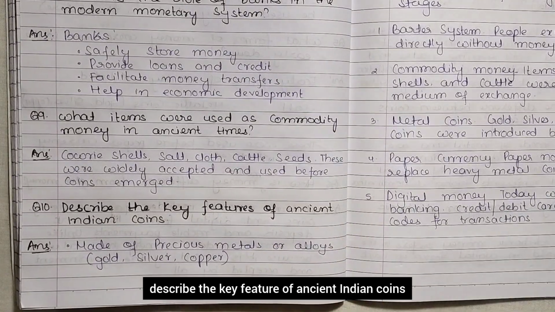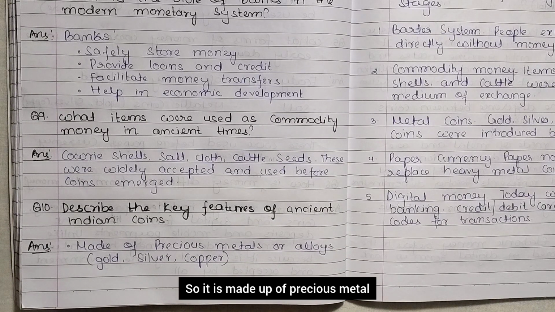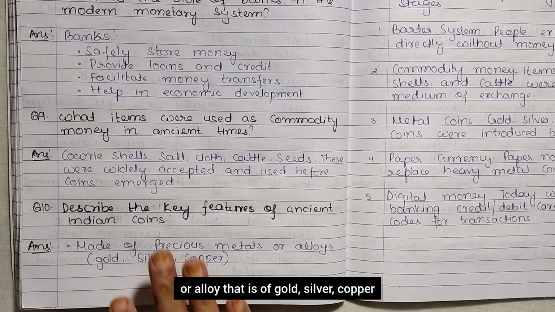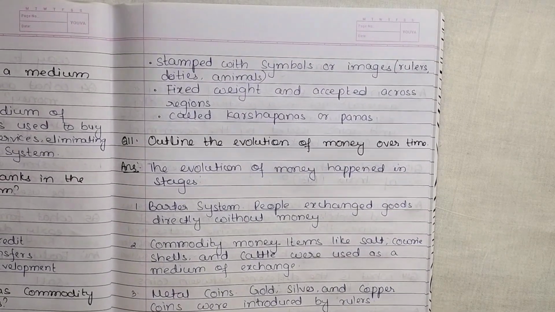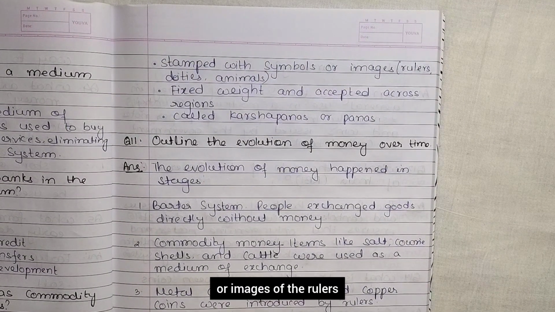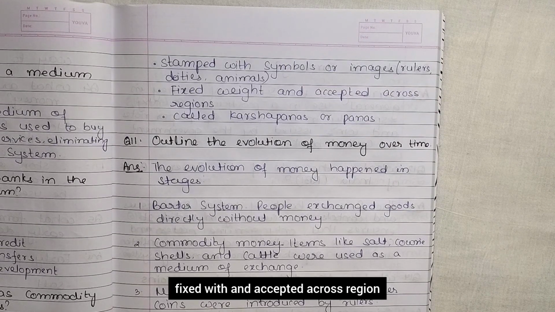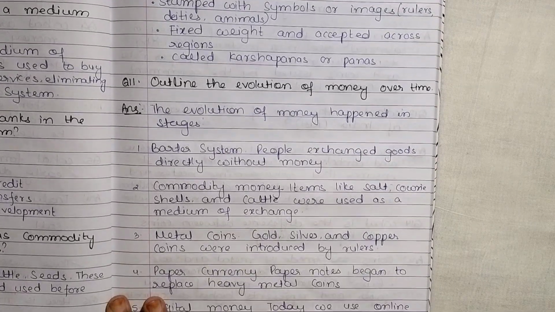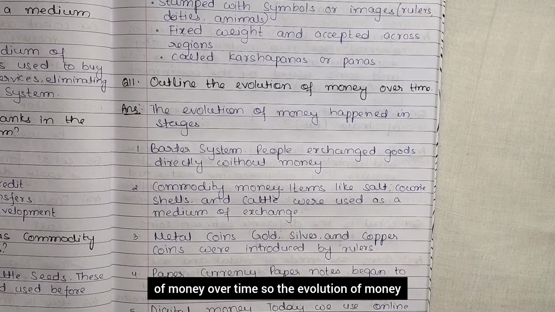Next, describe the key feature of ancient Indian coins. So it is made up of precious metal or alloy, that is of gold, silver, copper, stamped with symbol or images of the rulers, deities or animals, fixed weight and accepted across region, and called karshapanas or panas. Okay.